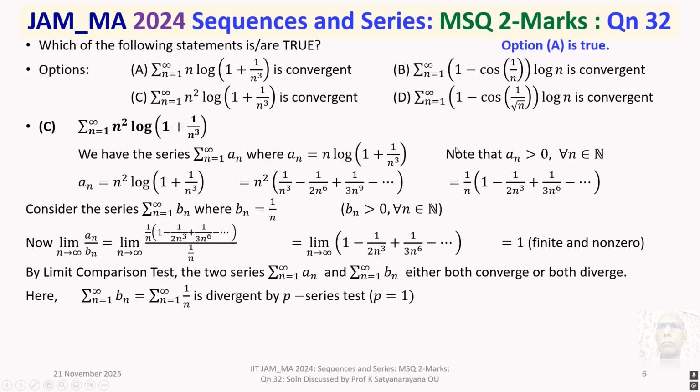So in option C, is it convergent? Option C, is it convergent? No. Therefore, sigma bn is divergent. So, by limit comparison test, sigma an is also divergent. So, in C, it is given this series is convergent. No, it is divergent. So, therefore, option C is not true. So far, option A is true. We move to the next option.